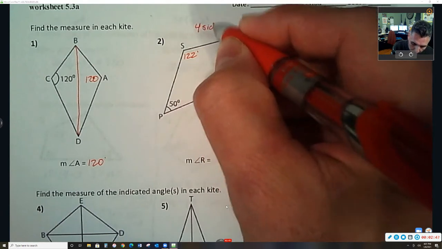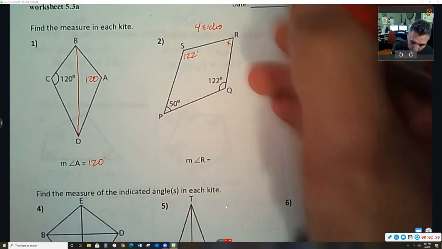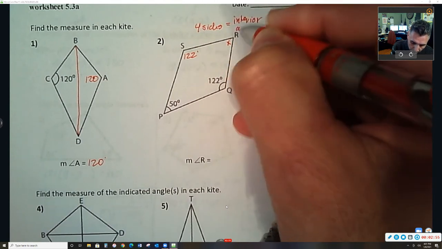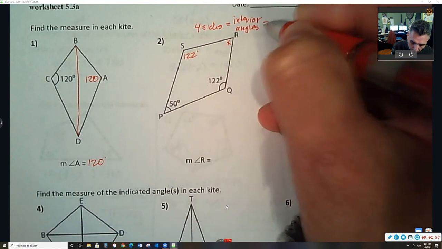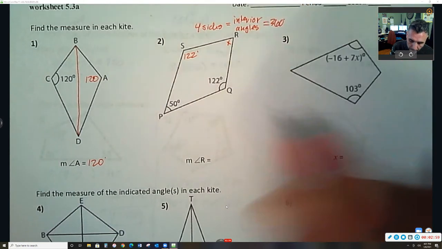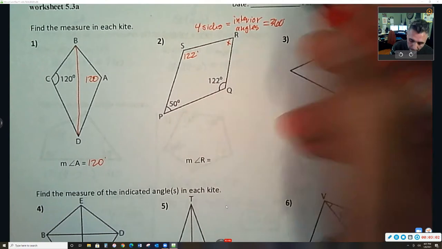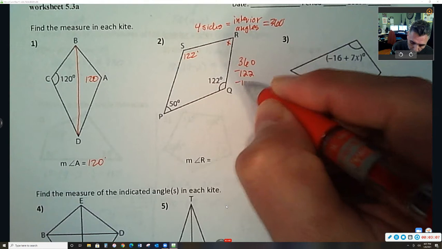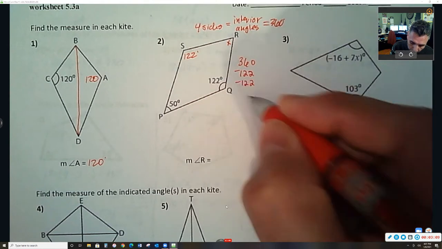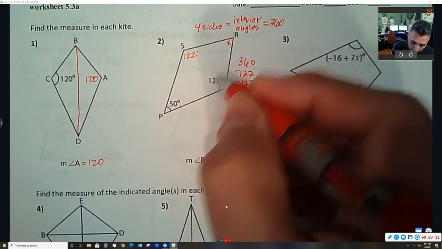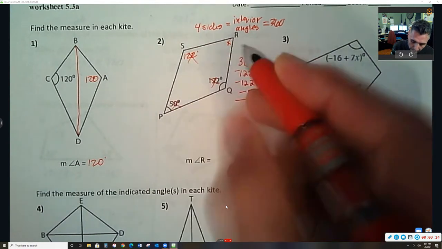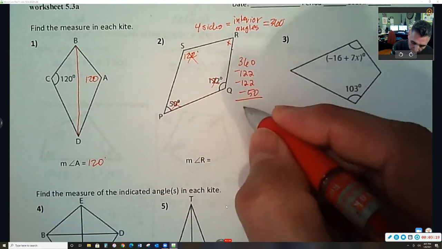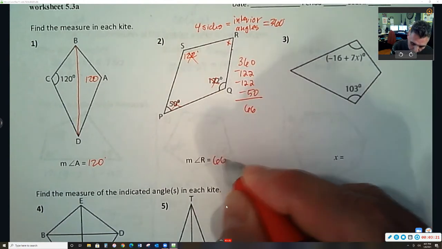To figure out what it is, because I know this kite has four sides, that means the interior angles have to equal 360 degrees. So if I want to find this one that's missing, I just take 360, subtract out the 122 twice, subtract out the 50, and then you're left with X. And that's the angle we're looking for, which is 66.